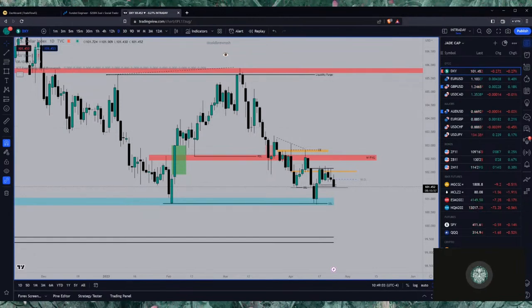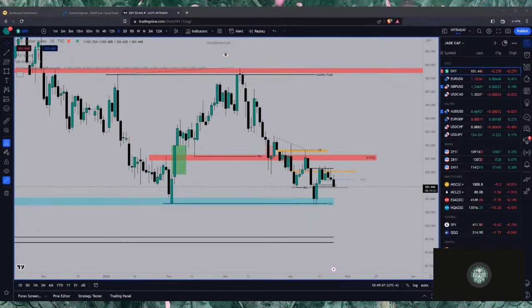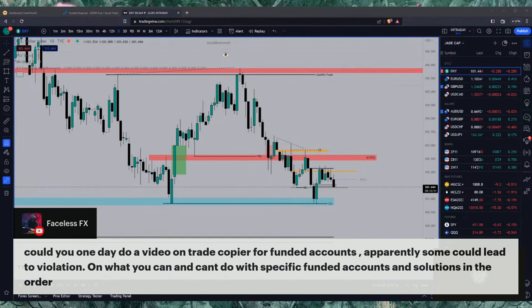Could you do a video on trade copier for funded accounts? So it's not going to lead to a violation, right? Faceless FX asked that. It's not going to lead to a violation if you're the owner of all the accounts. If they give you an issue, you're the owner of all the accounts, your name is on every single one of the funded accounts. The problem is, let's say I have somebody else copying my trades, right? Now it becomes an issue.